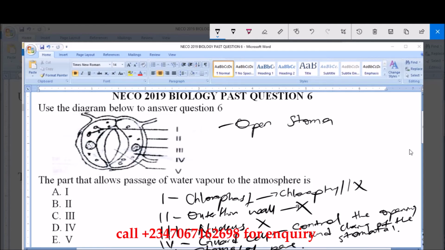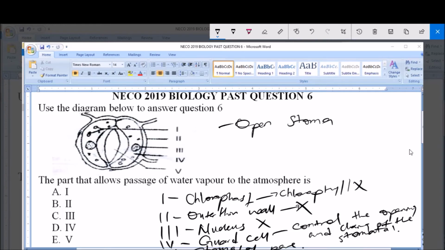I can see the stomata now. This stomata is an open stoma. The stomatal pore is open. Now this is the guard cell. These are the guard cells, and these guard cells control the opening and closing of this stomata. But then the question says the part that allows the passage of water vapor.